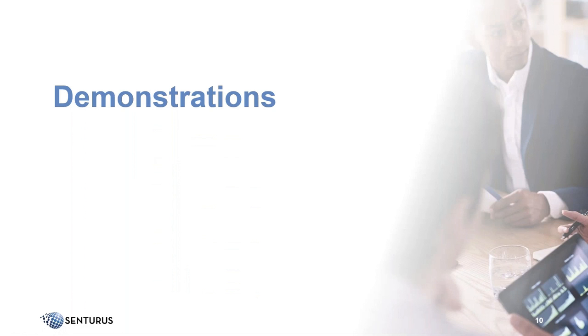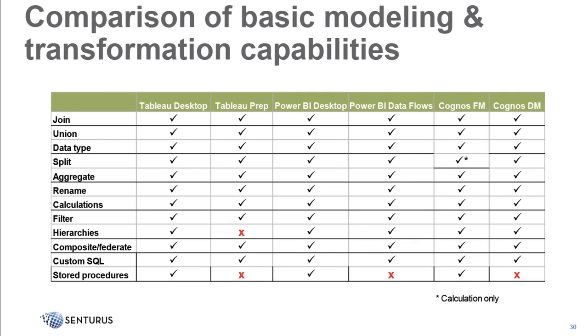All right, so now I mean it. I'm really done with the demonstrations. So that was a whirlwind tour. Hopefully you all were able to follow along with that, and that was useful. I'm going to revisit now that comparison of the basic modeling and transformation capabilities. Again, from a basic perspective, if you're doing joins and unions or data typing and splitting and stuff like that, you can get to it. It checks the box on all these.